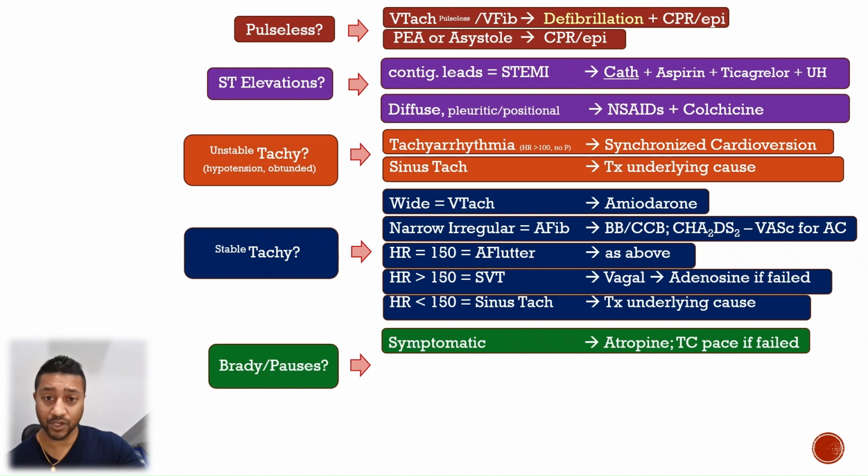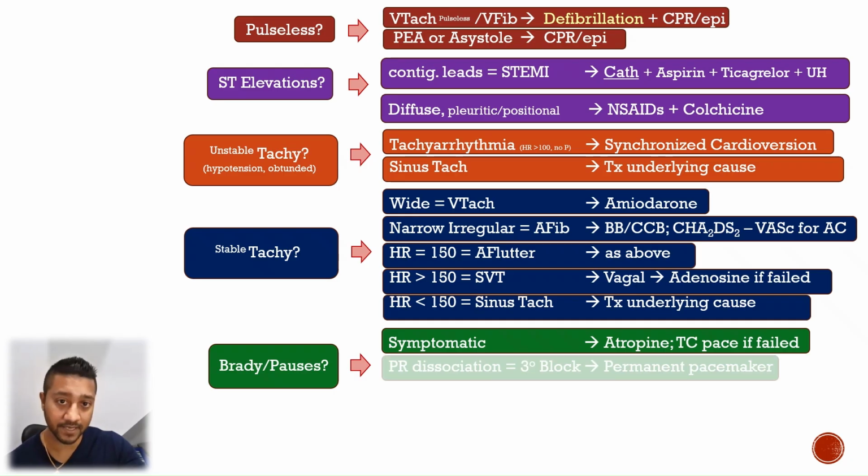Meanwhile, if I have a patient who is now bradycardic on EKG, or I'm seeing pauses on the EKG, then I'm asking myself, are they symptomatic or are they asymptomatic? If they're symptomatic, the treatment is always the same. You're going to start with atropine. Atropine is going to hopefully reignite that AV node and allow for that heart rate to come back to normal. But if the atropine doesn't work, then these guys get transcutaneous pacing.